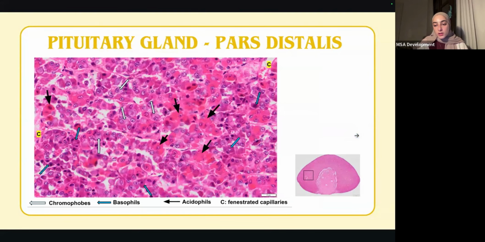This picture is a cross-section from the pars distalis. And what did we say the pars distalis is? The adenohypophysis. It's the anterior pituitary. And as you can see, it's a cross-section from here. Very cellular. What are all these cells and how can you differentiate between these cells?